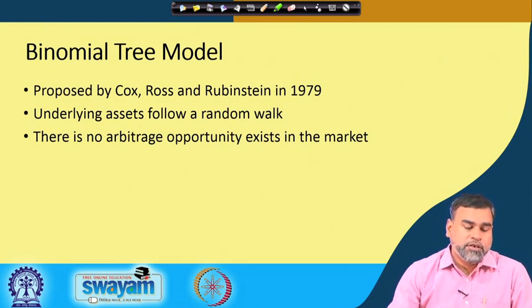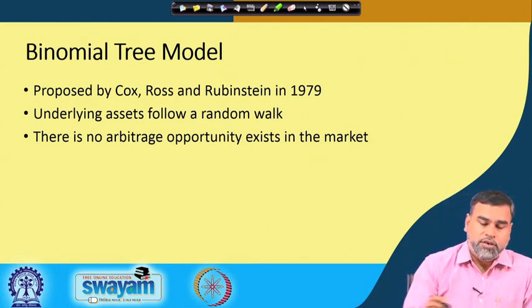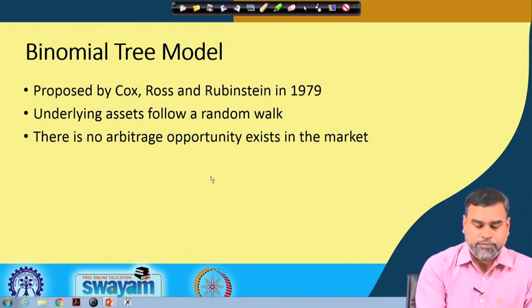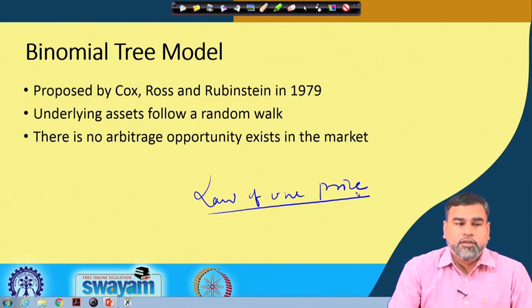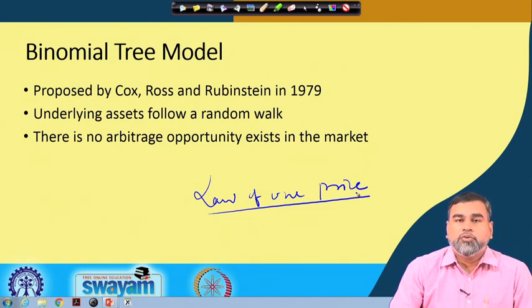But here we are assuming that the asset, whether it is a stock, a bond or any other asset, follows a random walk and there is no arbitrage opportunity in the market. What do we mean by an arbitrage opportunity? Here we are talking about the law of one price, which should hold good. How do we define the law of one price? The price of a particular asset should be the same in two different markets at a particular point in time.